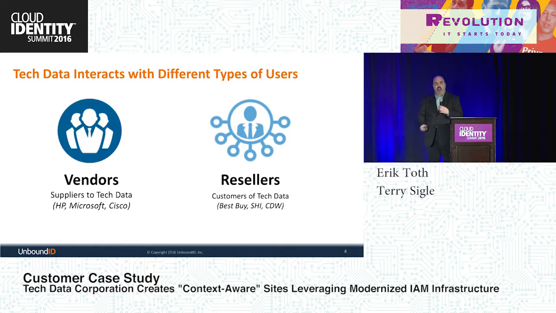This means that we deal primarily with two different types of companies. We have two different sets of partners. We have vendors, who are responsible for creating, researching, and selling technology. Examples are HP, Microsoft, and Cisco. And then we have our resellers, who are our Tech Data customers. These are companies who procure technology from distribution and attempt to resell it to what we call end users.